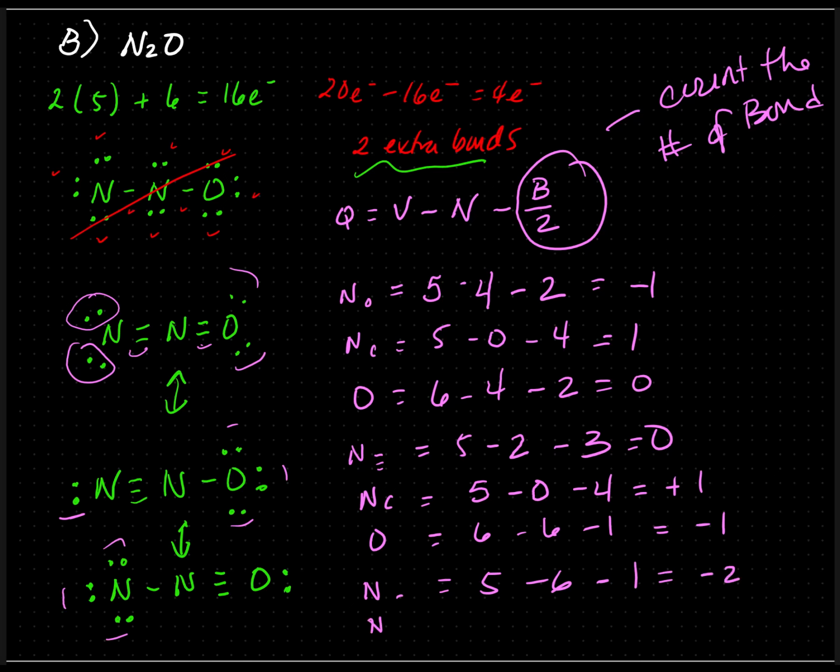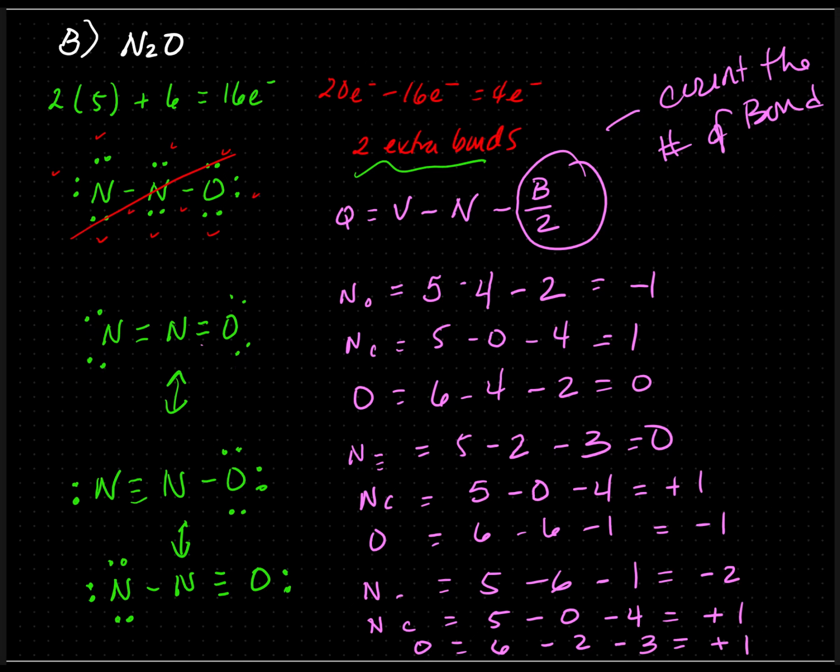The central nitrogen has 5 valence, minus 0 lone electrons, minus 4 bonds. So this is going to be a plus 1. The oxygen has 6 valence electrons. There's 2 lones here, minus 3 bonds. So this is going to be a plus 1.